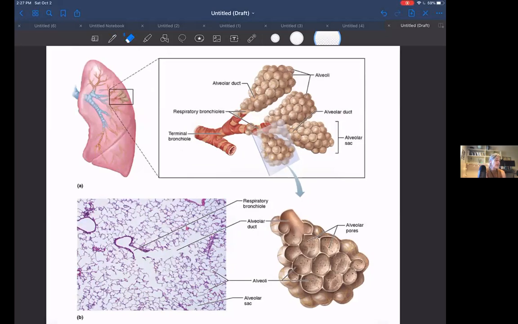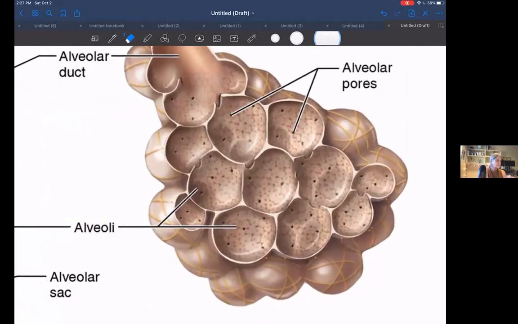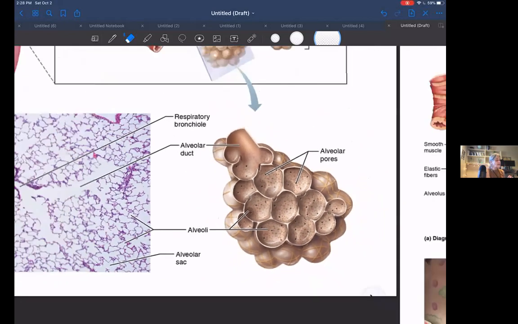So these are the air sacs, and they are connected to one another via these alveolar pores. And that is important because we'll talk about what happens if the alveoli collapse, right? These pores help to create an equal pressure in the alveoli. We don't want the alveoli to collapse because if the lung or the alveoli collapse, then air can't get in there and we can't get oxygen.